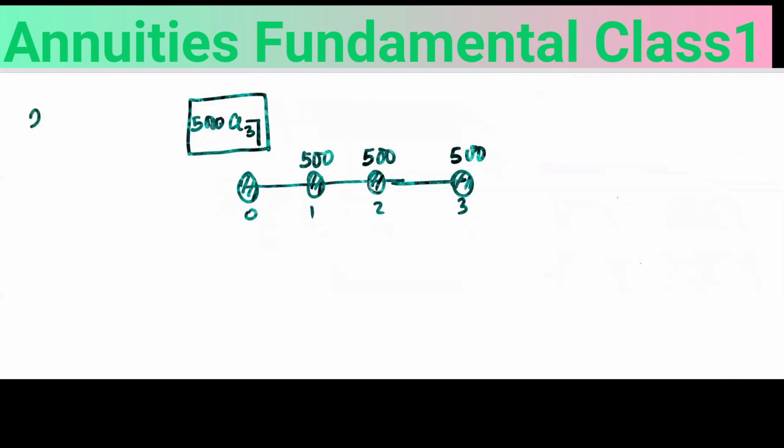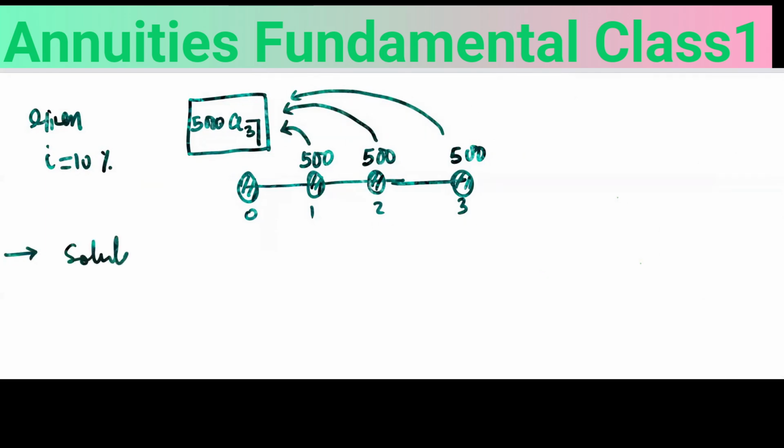Suppose given I is 10%, find the present value of all this. So then you need to find it this way. It's very simple. We'll write the solution here for this kind of simple question. This is example 1. So 500 A3, always you need to write this way.